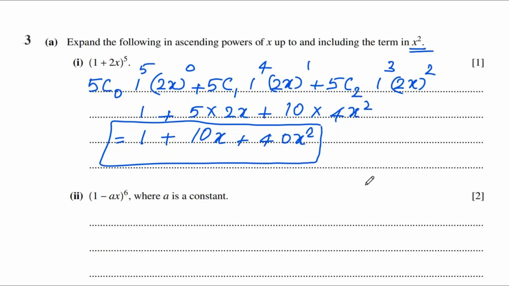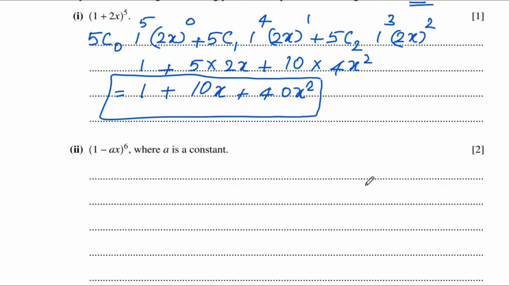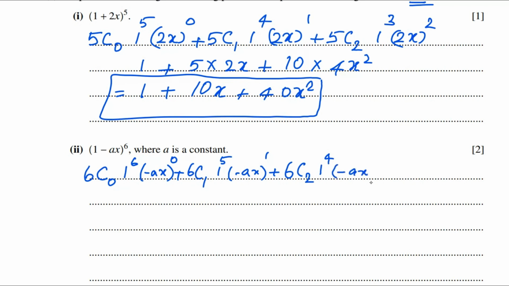Now the next expansion is (1 minus ax) the whole power 6. So this is 6C0 1 power 6 (minus ax) power 0 plus 6C1 1 power 5 (minus ax) power 1 plus 6C2 1 power 4 (minus ax) power 2 plus 6... Okay, we need up to x square only, so we'll stop.